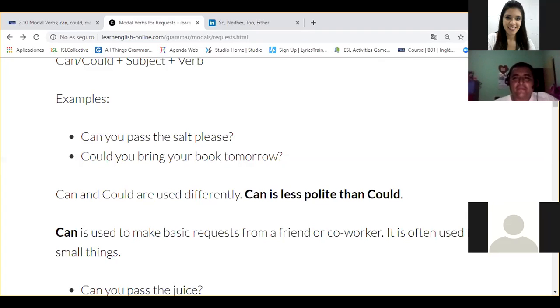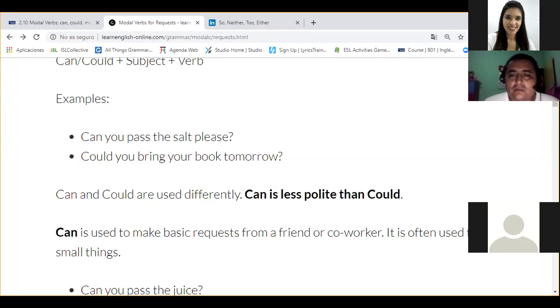All right, Carlos Alberto, that's a request. Can you think of a sentence, please, using can, could, or may for requests? I want you to give me one example. Can you give me the coffee cup? Can you pass the coffee cup? All right. The cup of coffee. Okay. Very good.